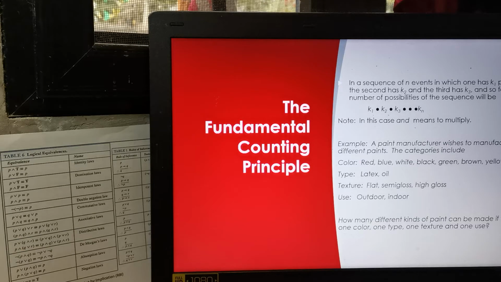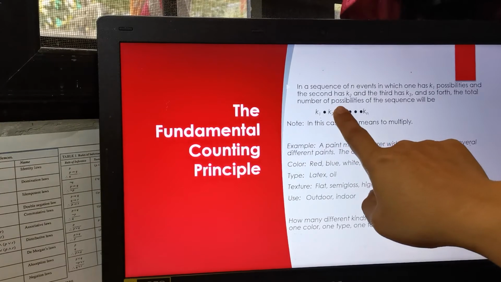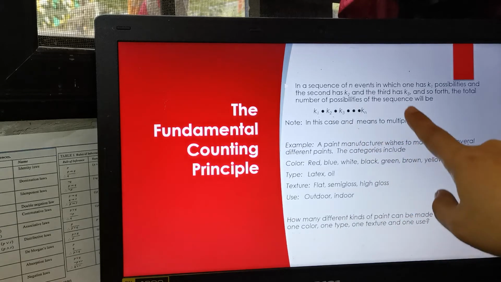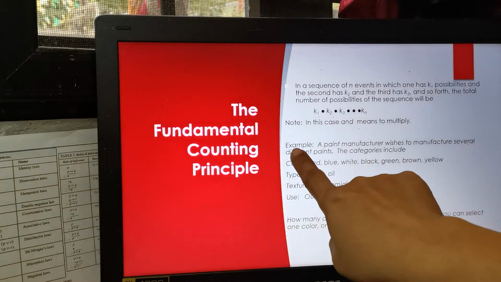So, in a sequence of n events, kapag meron tayong n number ng events, 10 man yan, 5 man yan, 20 man yan, in which one has k sub 1 possibilities and the second has k sub 2 and the third has k sub 3, yung possibilities na sinasabi dito ay yung outcomes. Okay, and so forth. The total number of possibilities or outcomes of the sequence will be k sub 1 times k sub 2 times k sub 3, and so on. So you are just going to multiply the number of possibilities or outcomes in each event. Okay, and so this is our first example.